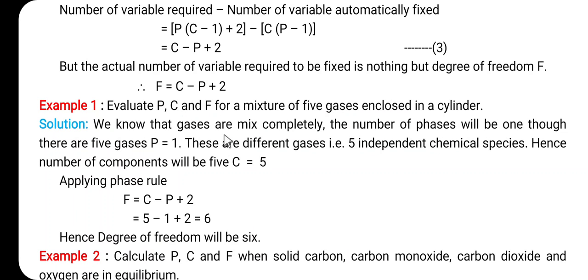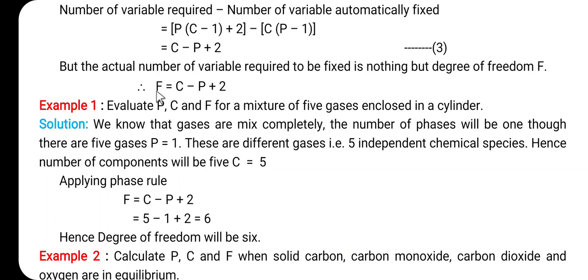Here we know that gases are mixed completely, so the number of phases will be 1. When the 5 gases are mixed in a cylinder, the total number of phases will be 1, even though there are 5 gases. So, P is equal to 1. These are different gases, that is, 5 independent chemical species. Hence, the number of components will be 5. Then we can say that C is equal to 5 by applying the phase rule.